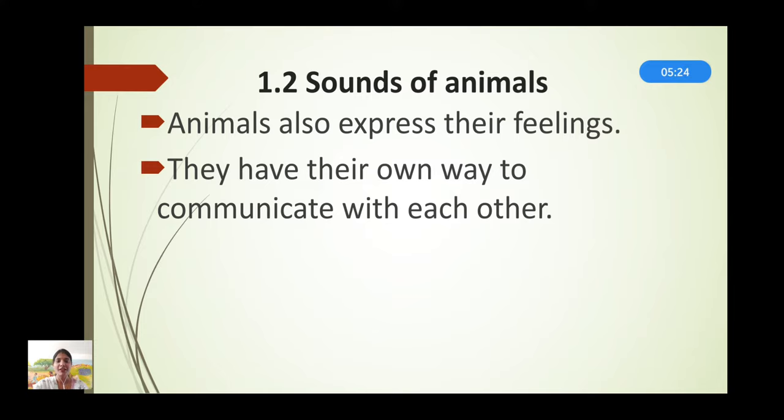Tell me, children, when you want to talk to your mom or your dad or with your friends, how do you communicate with them? Yes, you talk with them and you express your feelings. In the same way, these animals also have different sounds in which they speak to each other. We may not understand what they are trying to say, but among themselves, they are talking with each other using their sounds. So, let us see one by one.